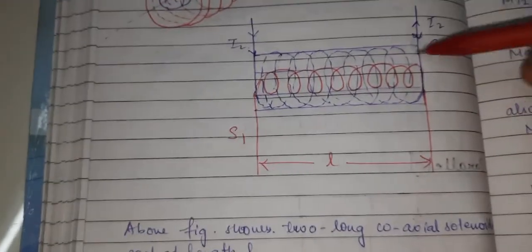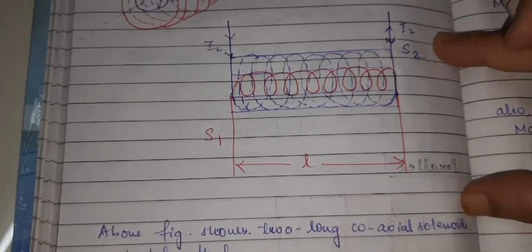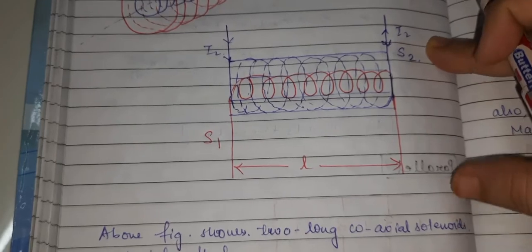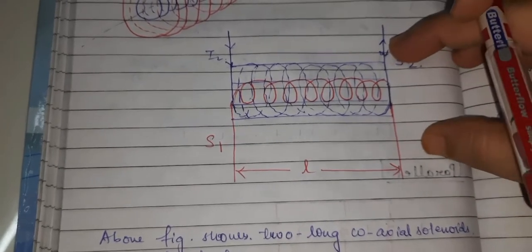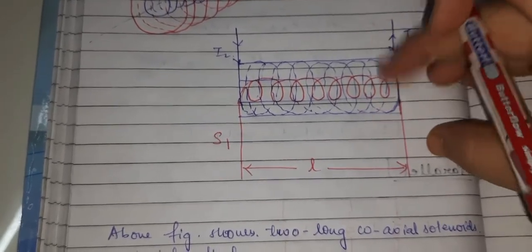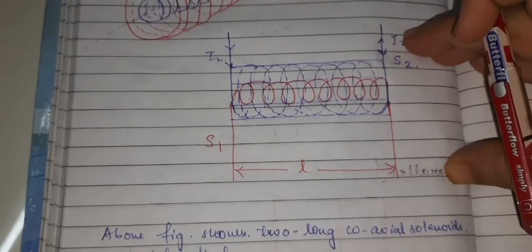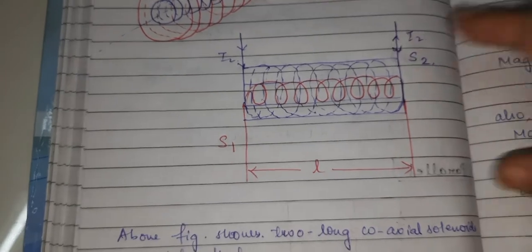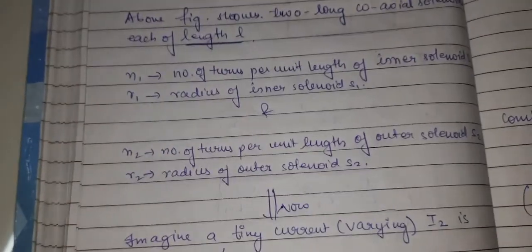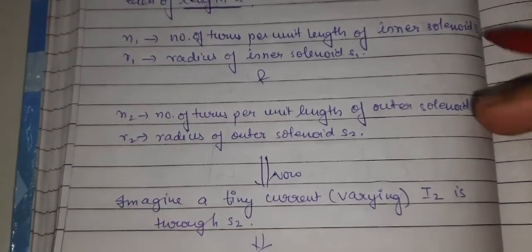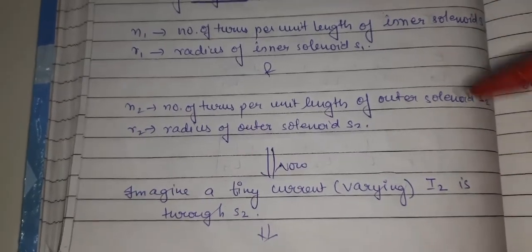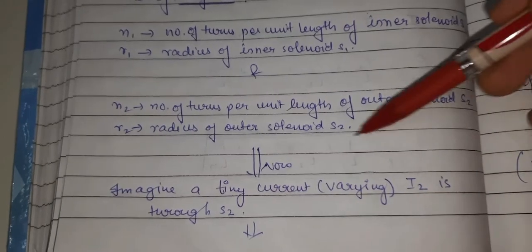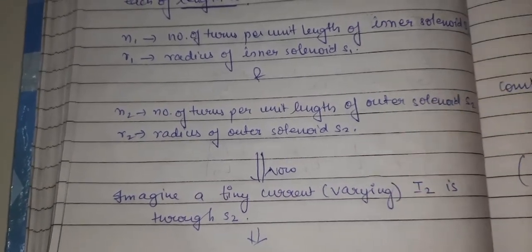Similarly, for the bigger, outer solenoid, N2 is the number of turns, and the radius of the cross section of the outer solenoid we are taking as R2. Here I have written the same thing for the assumption. Now let us imagine a tiny varying current. What is the property of that current? It should be varying, meaning variable.